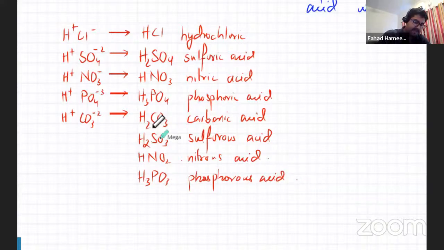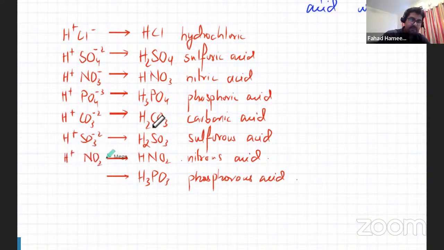I'm going to write down the ions because remember, you need to know the components of these acids. For all of them, it's basically an H+1 combined with, for this one, the SO3 minus 2 ion. This one is H+1 with NO2 minus 1, and this one is H+1 combined with PO3 minus 3. So all these acids, their formulas and components, must be known to you.